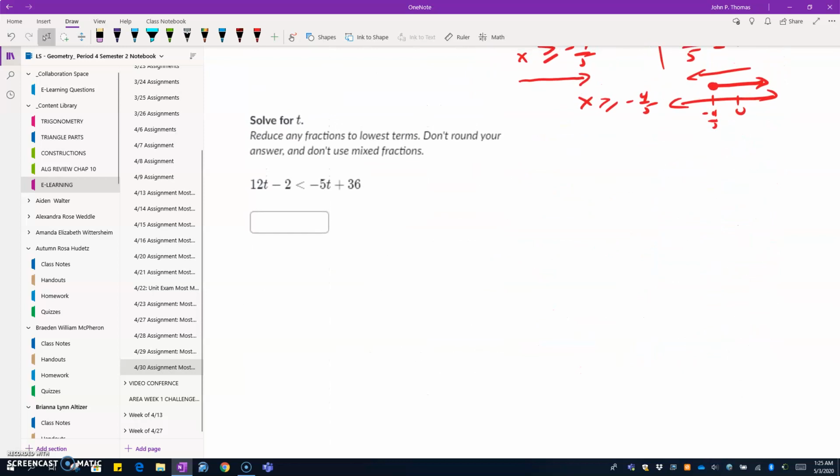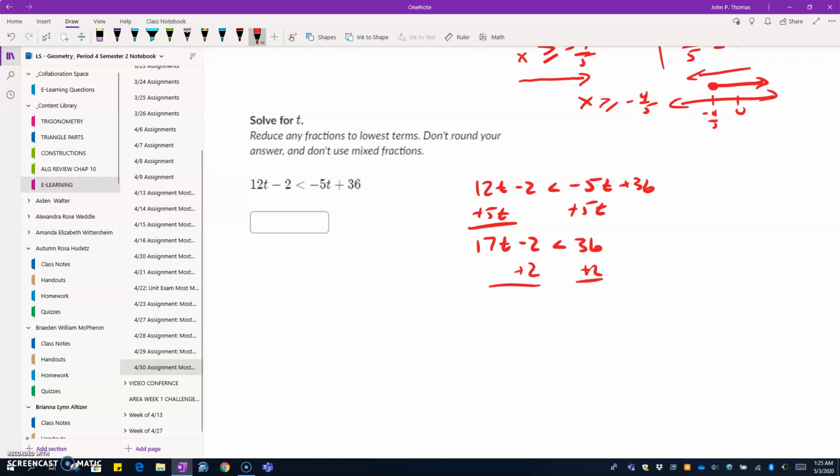And then the last of the commonly missed ones is this: solve for t, reduce any fraction to the lowest term, don't round your answer, and don't use mixed numbers. So we have 12t minus 2 is strictly less than negative 5t plus 36. I'm going to add the 5t over, so I'm at 17t minus 2 is less than 36. I'll add 2 to both sides, so 17t is less than 38. Divide both sides by 17, and I have t is less than 38 over 17.